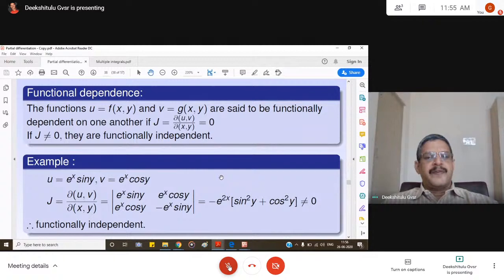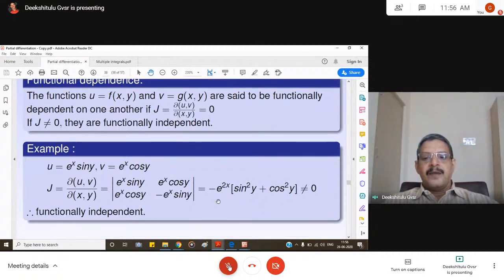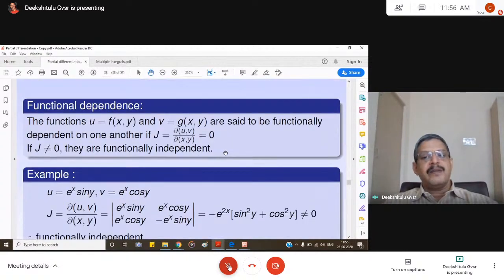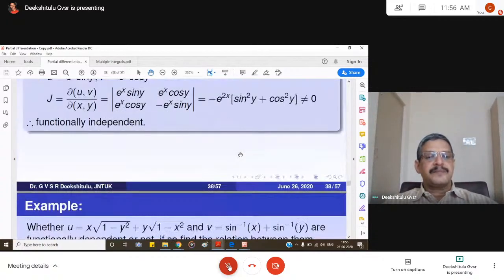We have to check whether the functions are dependent or not. For that we have to find the Jacobian ∂(u,v)/∂(x,y). ∂u/∂x is e power x sin y. ∂u/∂y is e power x cos y. ∂v/∂x is e power x cos y. ∂v/∂y is this thing. So if you find the determinant, e power minus 2x into (sin square plus cos square), that is e power minus 2x, which is not equal to 0. Because it is not equal to 0, they are functionally independent. If it is 0, they are functionally dependent.